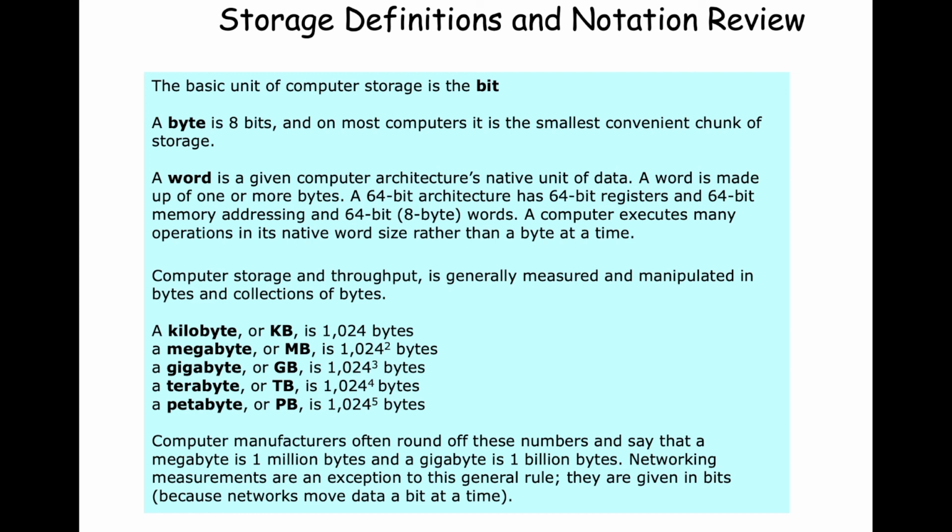A petabyte is a lot of storage. So computer manufacturers often round these numbers off and say a megabyte is 1 million instead of 1024 squared, right? So just please know that when you buy a gigabyte hard drive or gigabyte memory stick, that's 1024 to the 3rd, but just to make it easier for the casual consumer, they often round that to a base 10 number and not use the correct base 2.